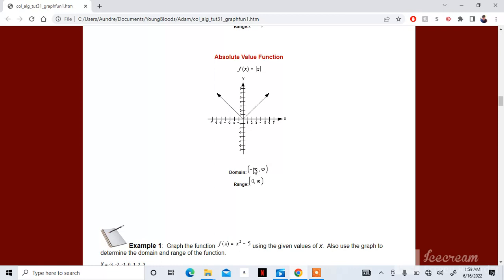So let's just say this was a 0 and this was a 1. Well, it's hard to explain. Long story short, you add, subtract, multiply, or divide stuff into the domain, and the result is going to be the range.